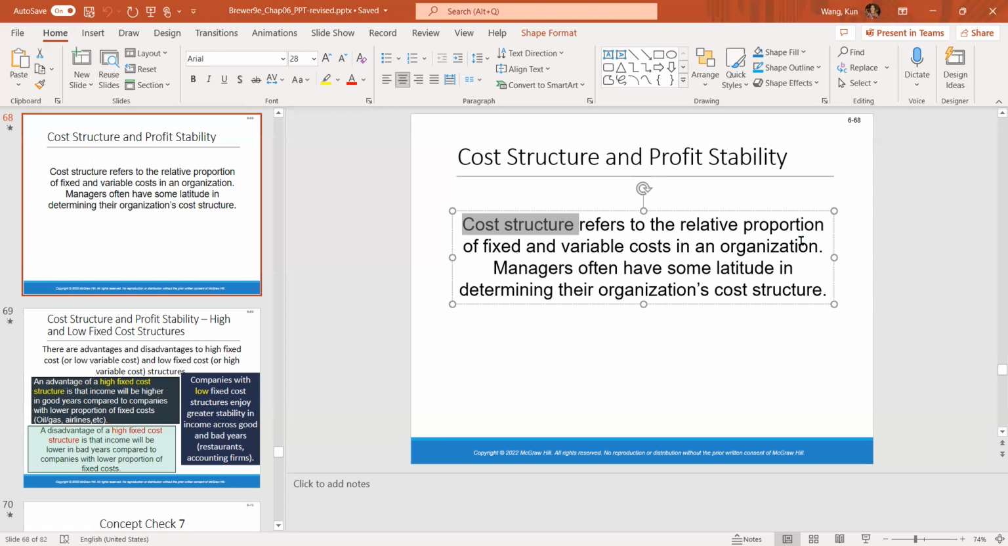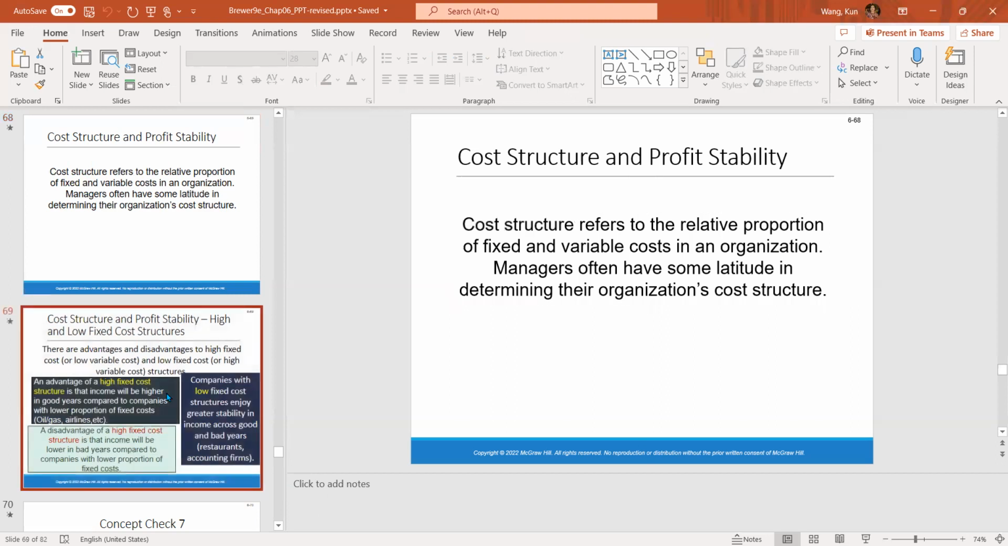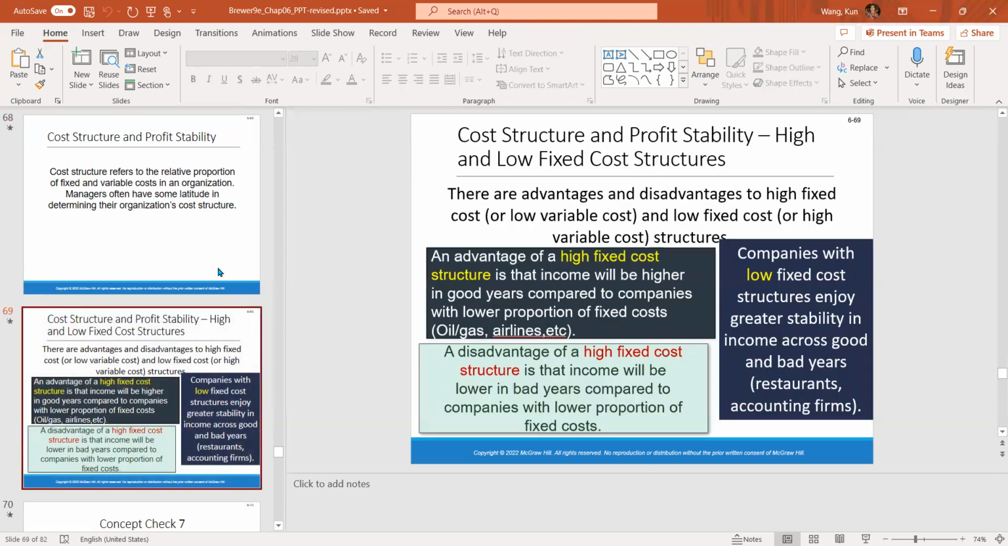So how you choose the structure, whether I want to have a higher fixed cost or a higher variable cost, depends on the industry. So it's not completely by the manager's own choices. It's also depending on which industry you are operating, because we need to follow the industry norms. And then the managers can put some of their own opinion onto the choices. And here is a summary for the typical high fixed cost industries or high variable cost industries.